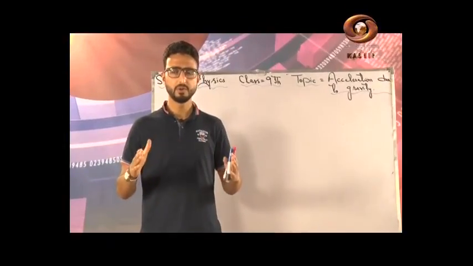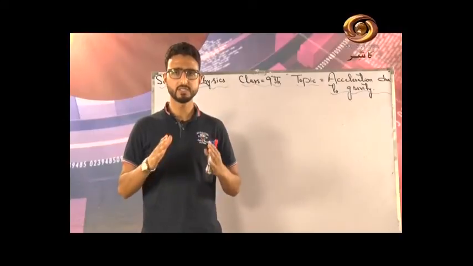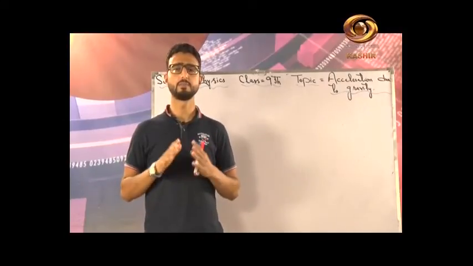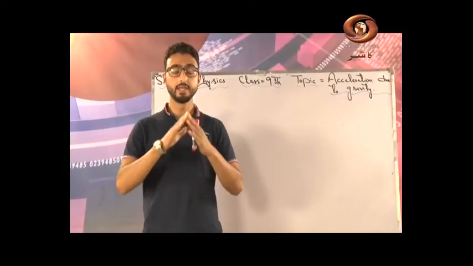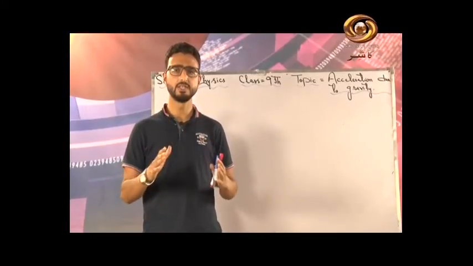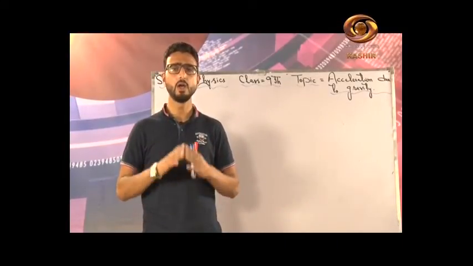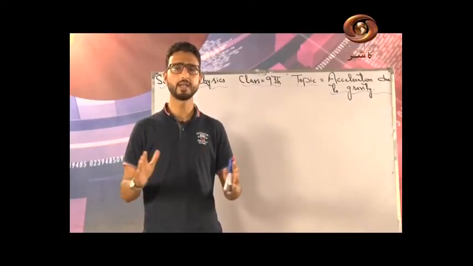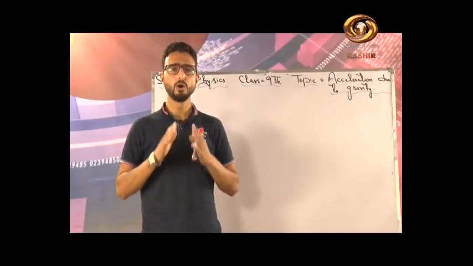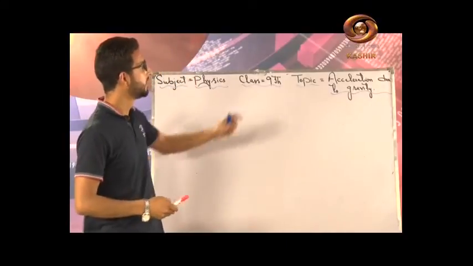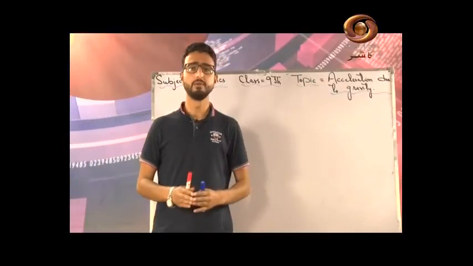So before this very topic we have already discussed the concept of universal law of gravitation, then the expression for F, that is equal to G m1 m2 divided by r square, और उसके बाद हमने डिस्कस किया कैरेक्टरिस्टिक्स ऑफ ग्रेविटेशनल फोर्स. और इस वक्त जो हम पढ़ने जा रहे हैं वो है एक्सेलरेशन ड्यू टू ग्रेविटी.